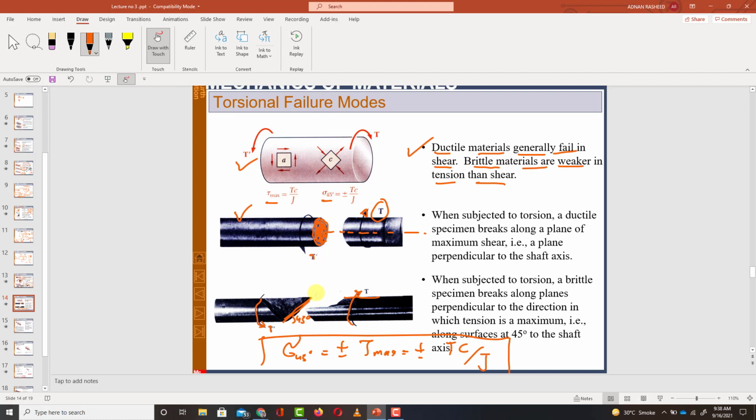Clear? So you can see that brittle material is deformed at an angle of 45 degree. So this is also one of the ways that you can predict that this type of failure is of a brittle material, as the failure is at 45 degree. As in this example, the failure surface is perpendicular to this axis. So you can see this failure is due to shear force, and this is the shear failure of the ductile material. Clear? Yes, sir.